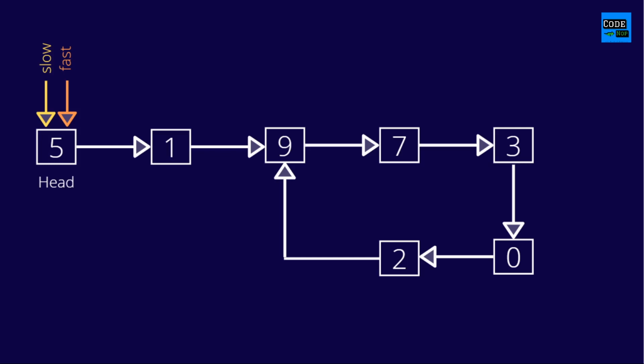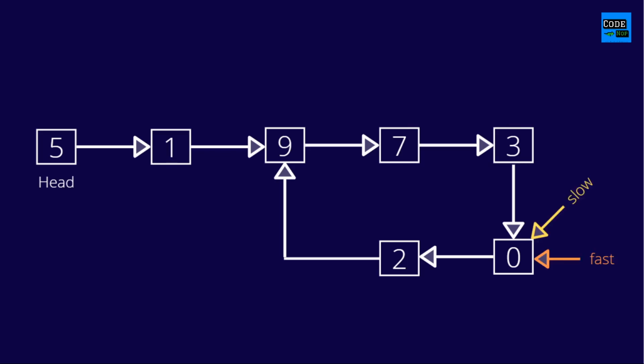So let's start. Slow goes one step, and fast goes two steps. Now slow will be at 9 and fast will be at 3. It goes on. Now slow will be at 7 and fast will be at 2. It goes on like this. Now we can see there is a difference of one step, so at the next step, it will collide.